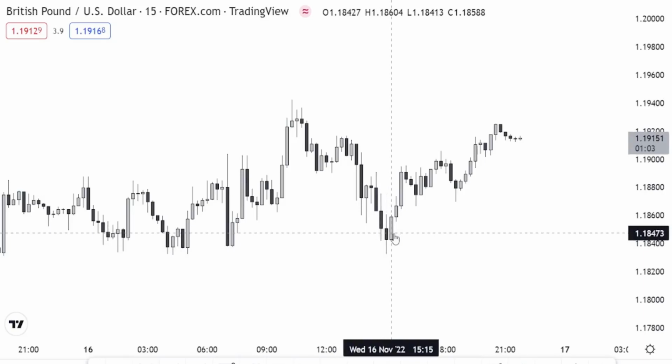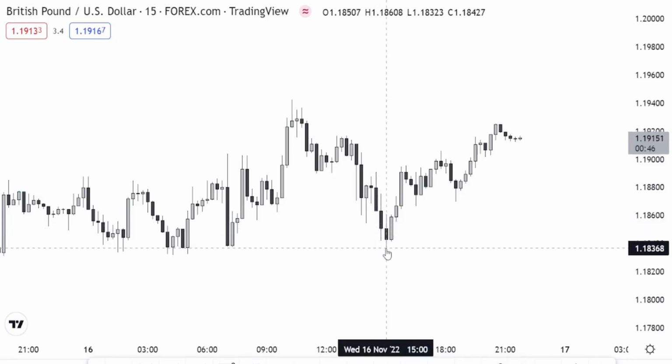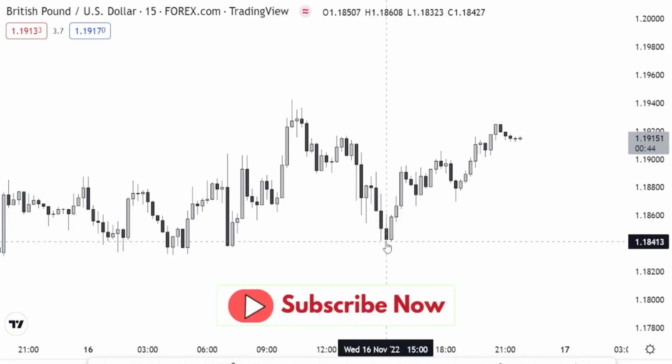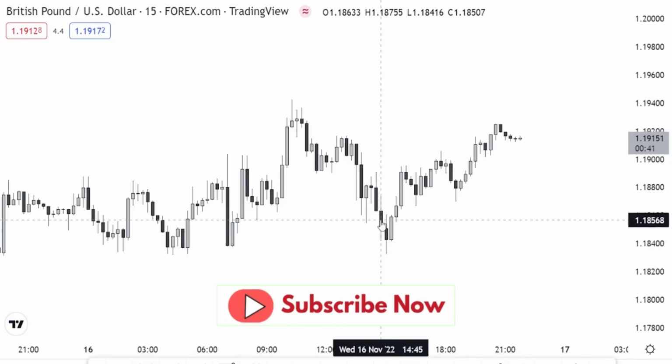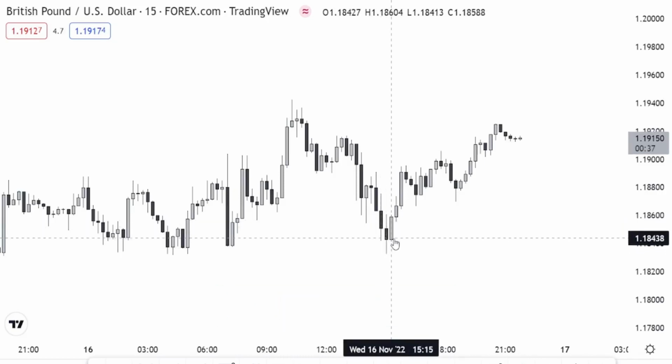This 3-candle formation pattern is a powerful reversal pattern. Now let me show it to you. Take a look. Candle number 1, this bullish candle where you find my cursor. Candle number 2, this bearish candle. Candle number 3, bullish candle.